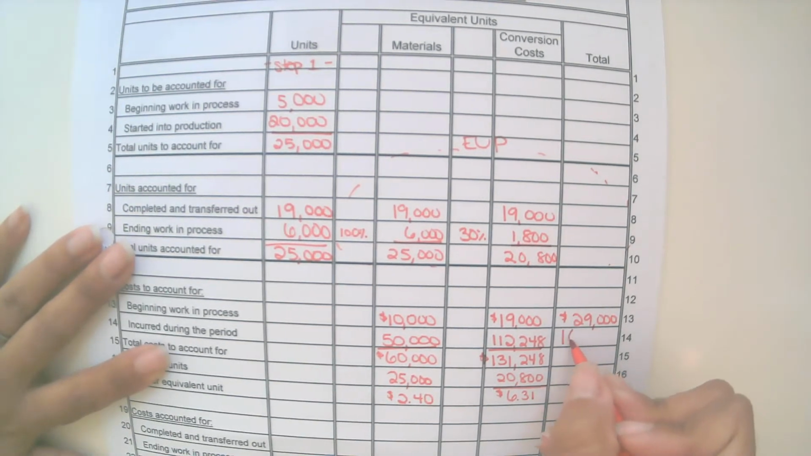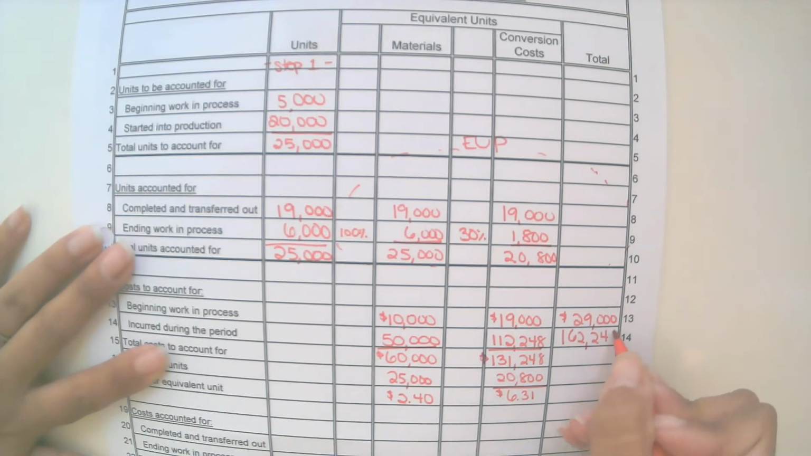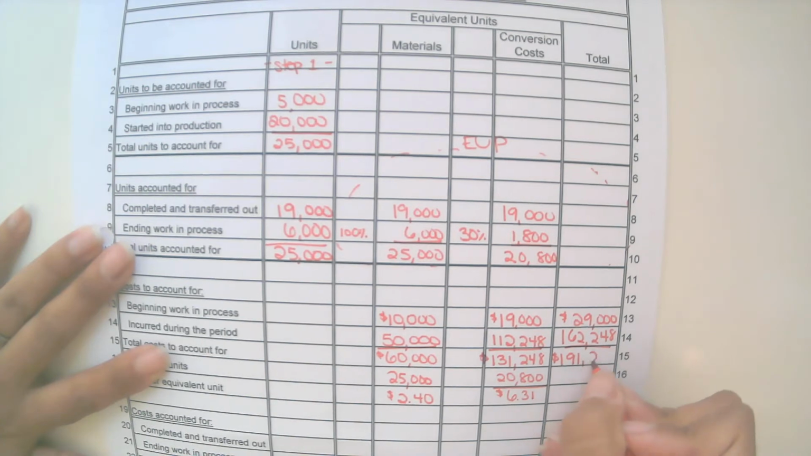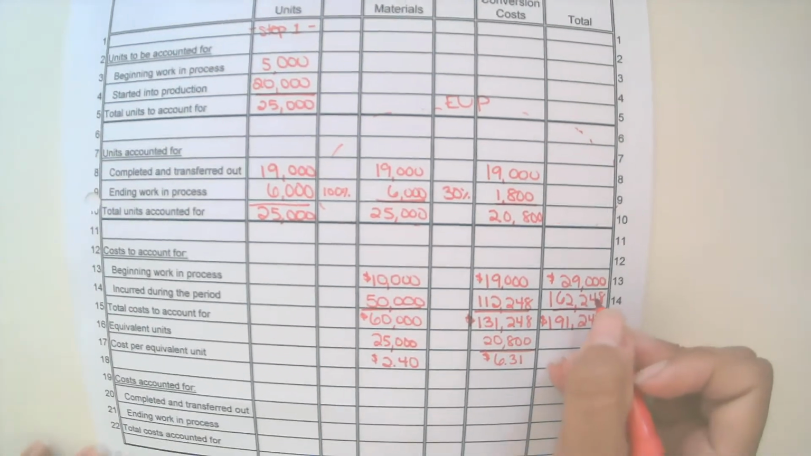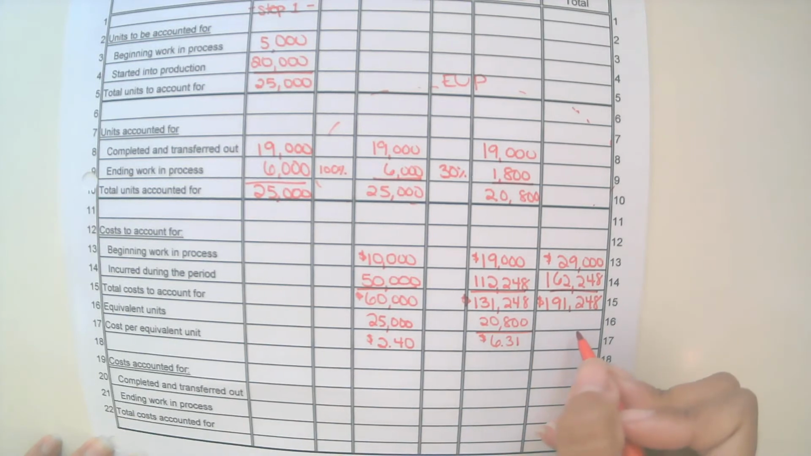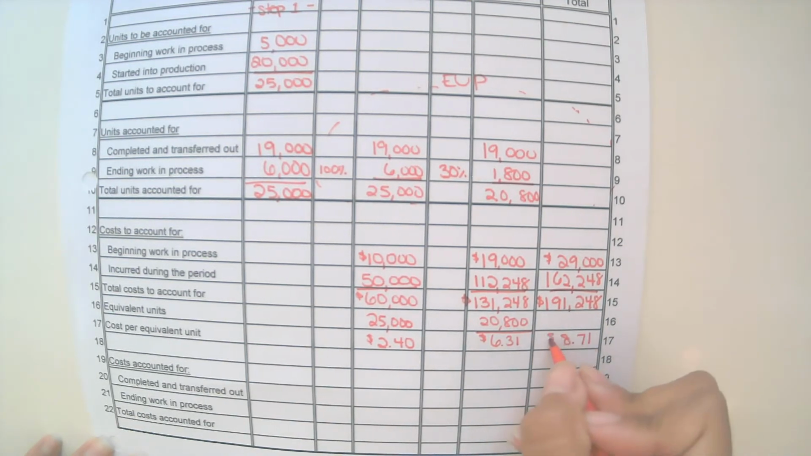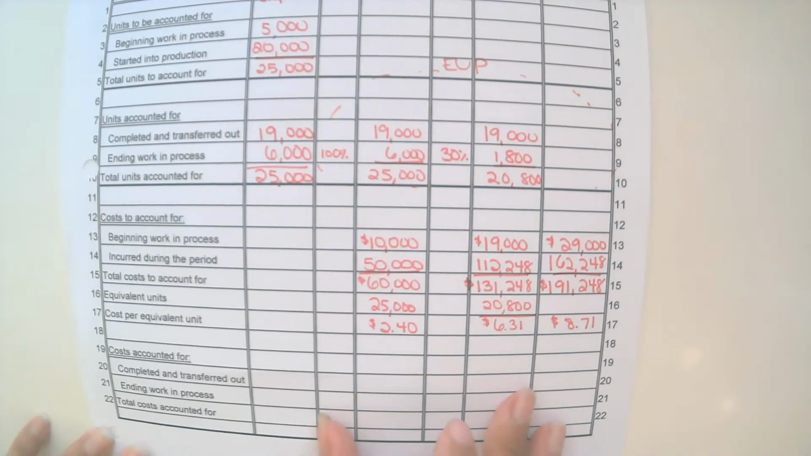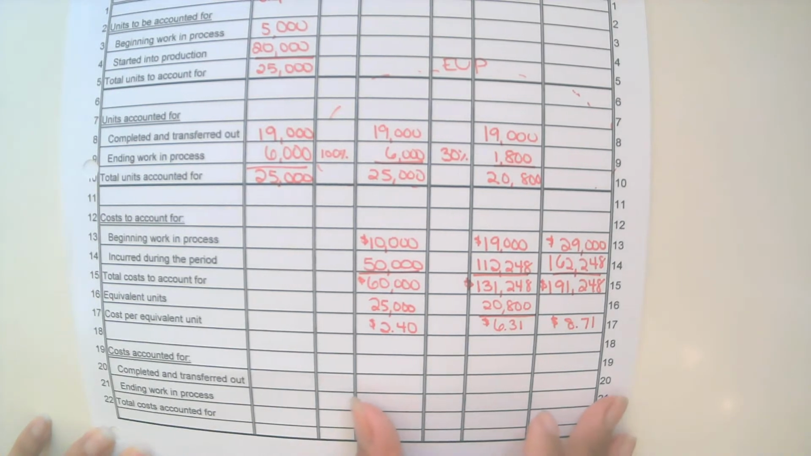So 162,248. Sum 191,248. That'll help us later. Remember, we don't add across the equivalent units of production. Add the cost per unit, you'll get $8.71. Yay, step 3 is done. Now let's go ahead and assign cost to those units that stuck around and those that were transferred out.